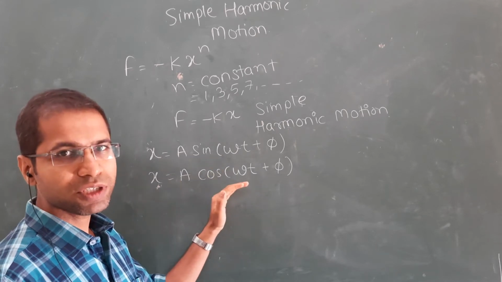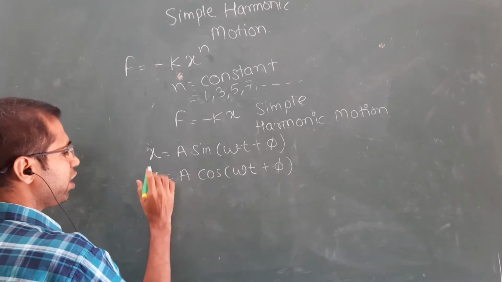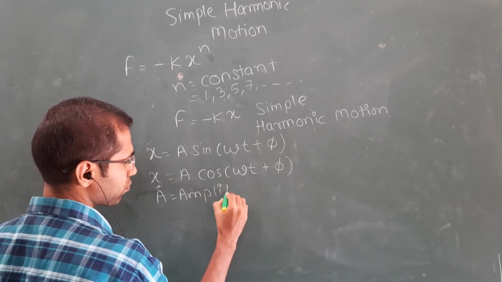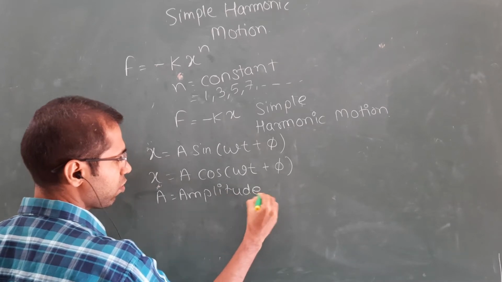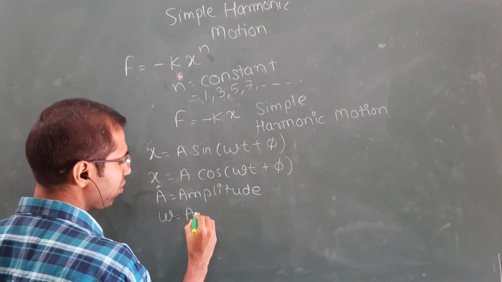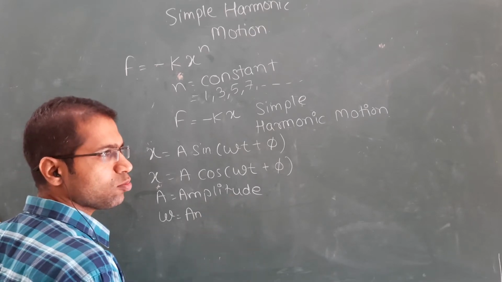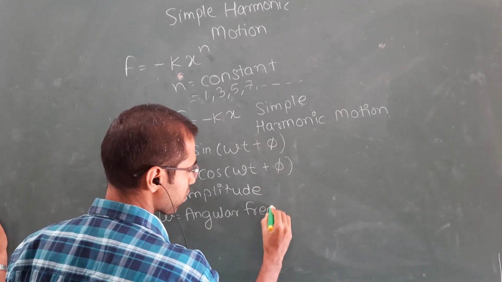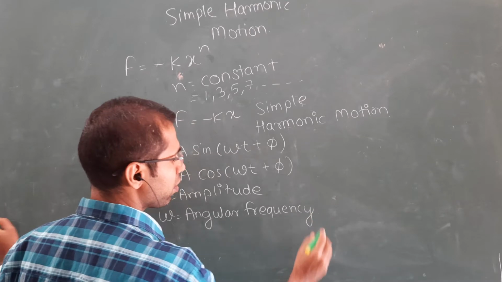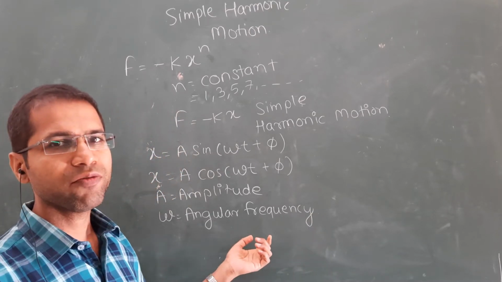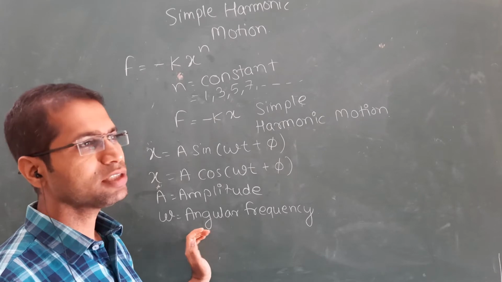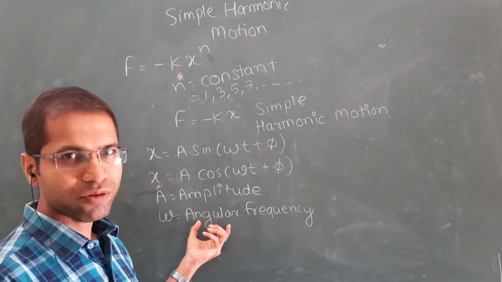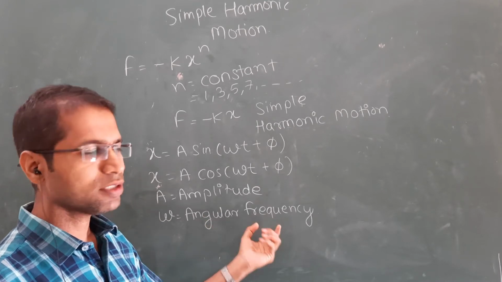There are a few important terms which we need to know, where x is the displacement and A is the amplitude. Omega is called angular velocity, which we use in circular motion, but here we call it angular frequency. Angular frequency and angular velocity are the same, but since we are considering oscillatory motion or simple harmonic motion, instead of angular velocity we use the term angular frequency.